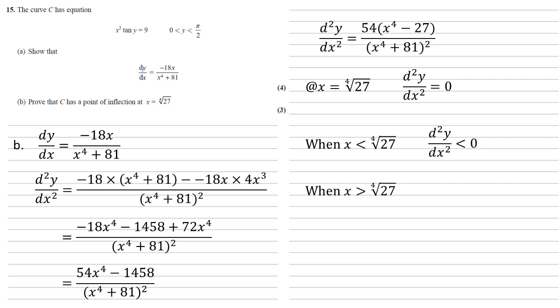Other way round, when x is larger, we can see by putting that into x to the 4, we'll get a number bigger than 27, hence d2y by dx squared must be larger than 0. So our double derivative is equal to 0 at the point, it's smaller than 0 when x is below the point, larger than 0 when x is above the point, therefore it must be a point of inflection.